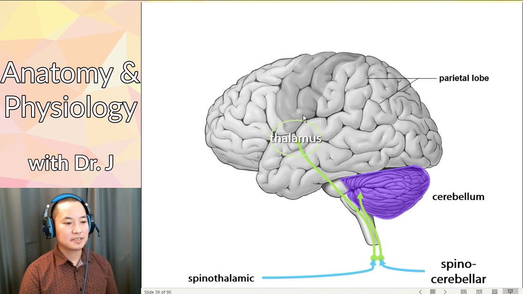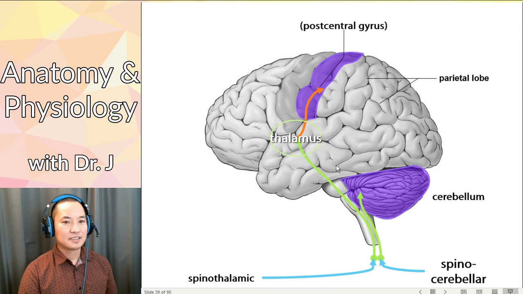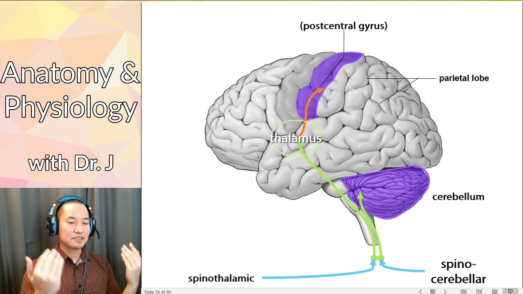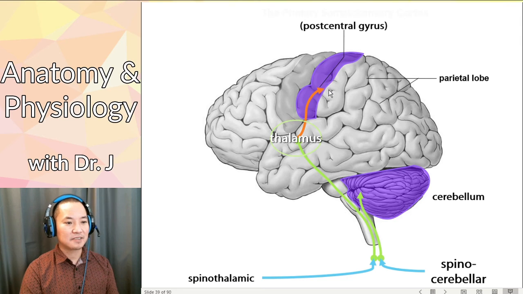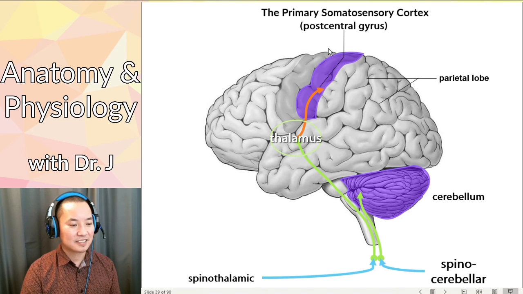And then from the thalamus, it goes to the primary somatosensory cortex. So it is part of the parietal lobe, and it's behind and posterior to the central sulcus. So that's why it's called the postcentral gyrus. Remember, a gyrus is a raised fold. So the part that's behind that central sulcus, that is the postcentral gyrus. That contains the primary somatosensory cortex. So this is the part that tells you, okay, what's touching me, how does it feel, so that's where you get those primary somatosensations.